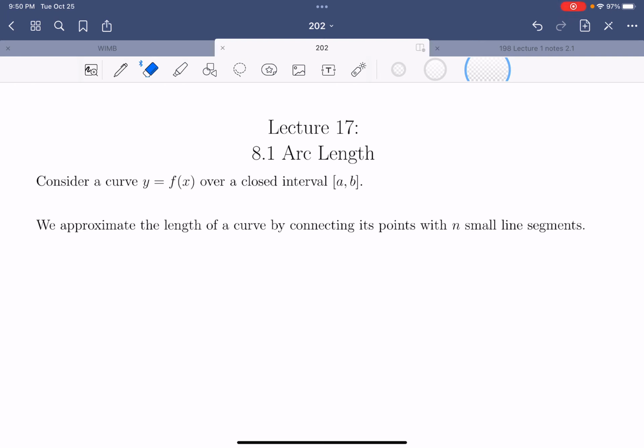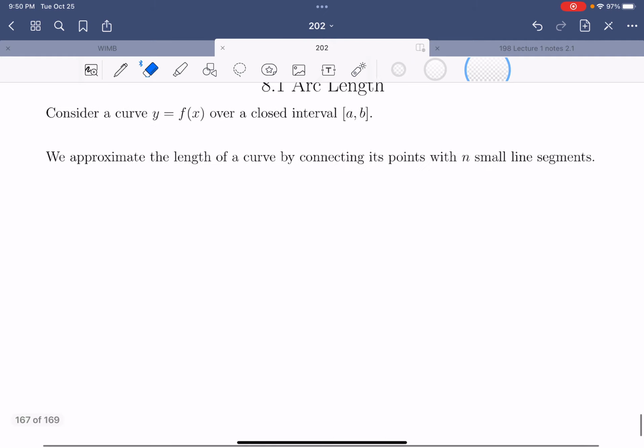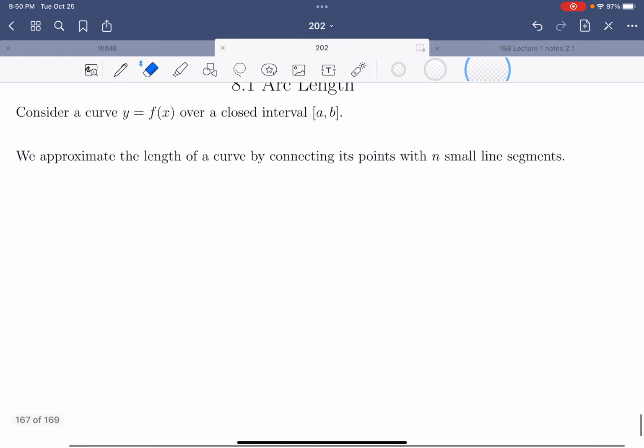So what we want to do is start using our integrals to be able to find and calculate things for us. And so the first thing we can use integrals to find is the arc length. So if we think about a curve y equals f of x over a closed interval from a to b.